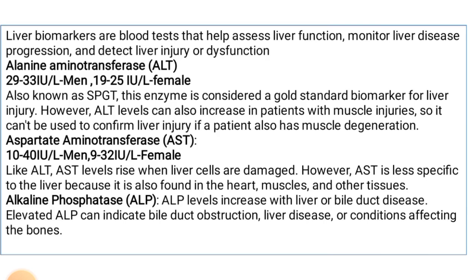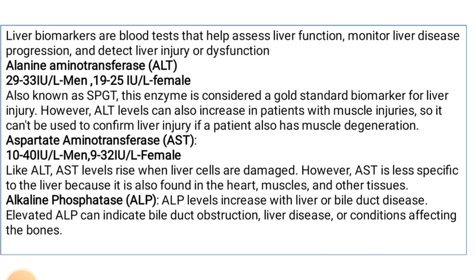One thing to note is that ALT is used specifically for liver injury. If the same person being tested for liver injury also has muscle injuries, we are not using ALT as a biomarker, because in muscle injury a small amount of ALT is also released into the blood. But for a person who does not have a muscle injury, alanine aminotransferase, the gold standard biomarker, is what we use for liver testing.